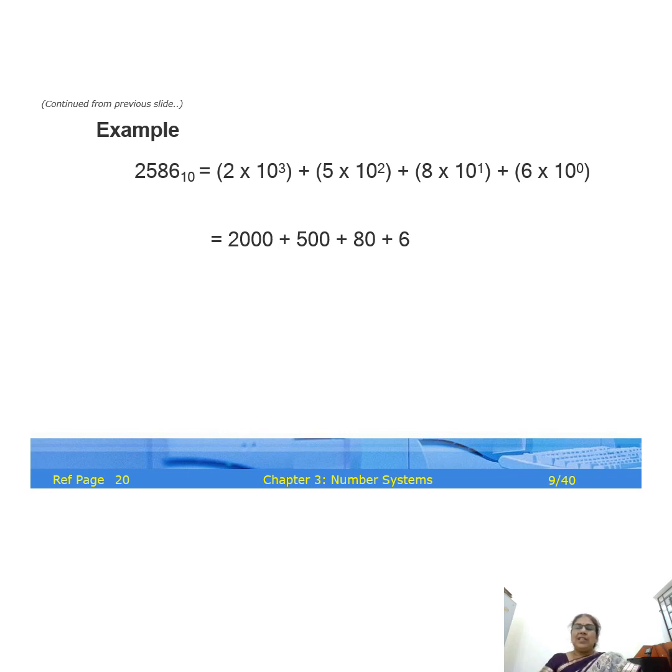So the actual result: 10 to the power 0 is 1, so 6 times 1 is 6. 10 to the power 1 is 10, so 8 times 10 is 80. 10 squared is 100, and 5 times 100 is 500. Then 10 cubed is 1000, and 2 times 1000 is 2000. So finally, all together we add them and we get the final result.